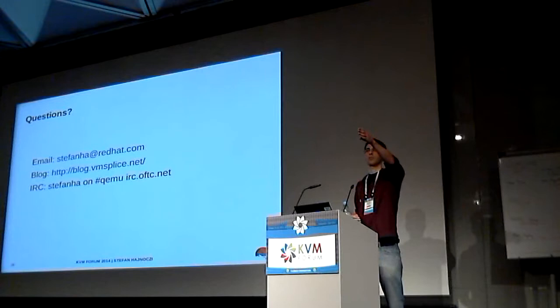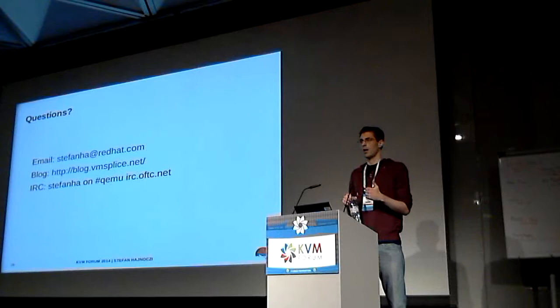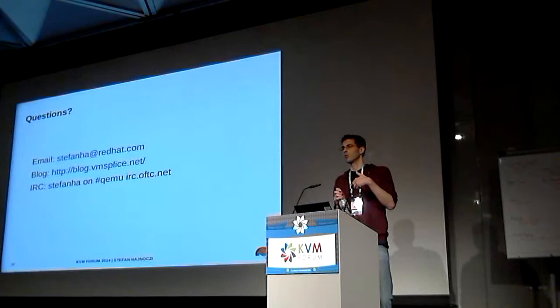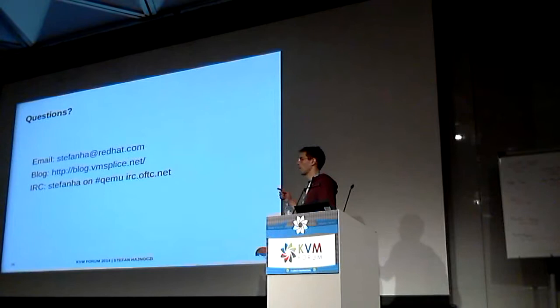The question was whether we have tests, like torture tests, for the locking, and also whether we have some kind of assertion or a way of detecting if you violate the constraints.